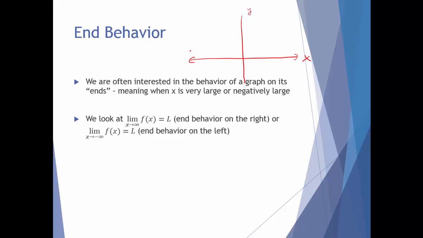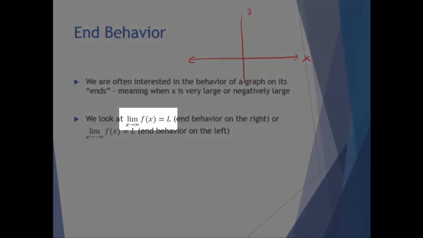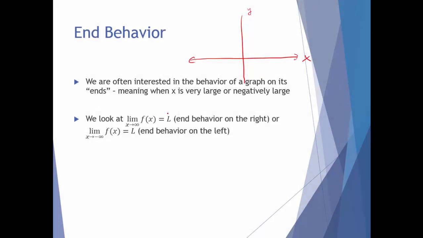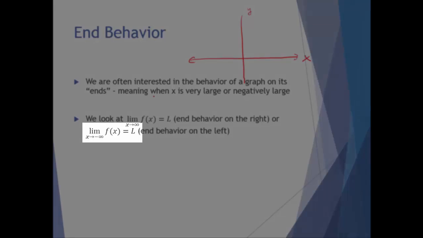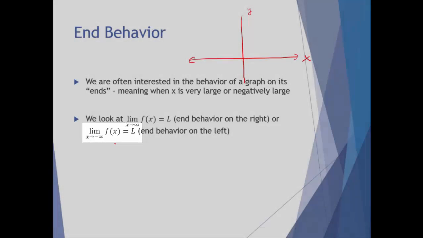And what we know is that when you're looking at the far left or far right of a graph, to the far right that means that x is extremely positively large, and to the far left that means that x is extremely negatively large. So what we look at is the limit as x approaches infinity, meaning x increases without bound on the function. And we take that limit and we say it's equal to L, and that's our end behavior on the right. Or the limit as x approaches negative infinity, meaning it increases without bound but in a negative direction. That's our end behavior on the left.